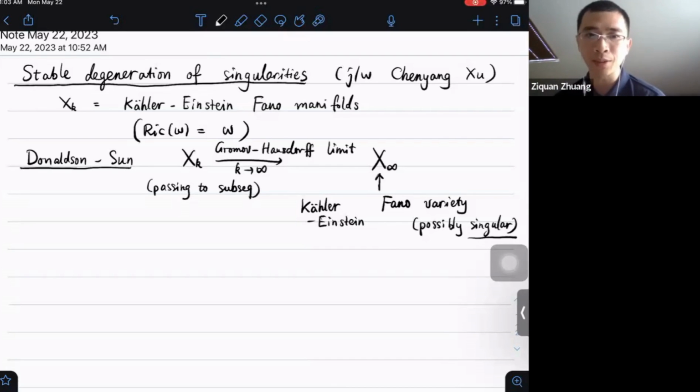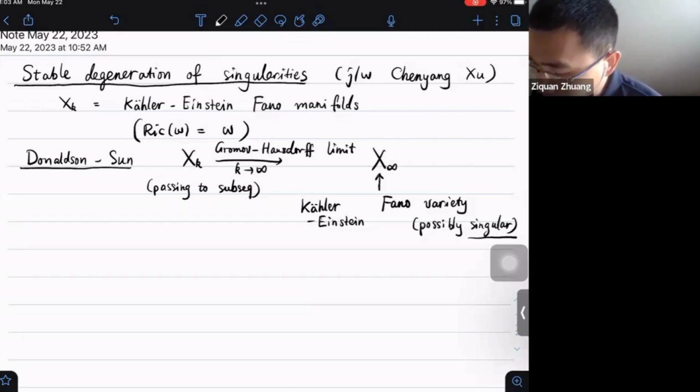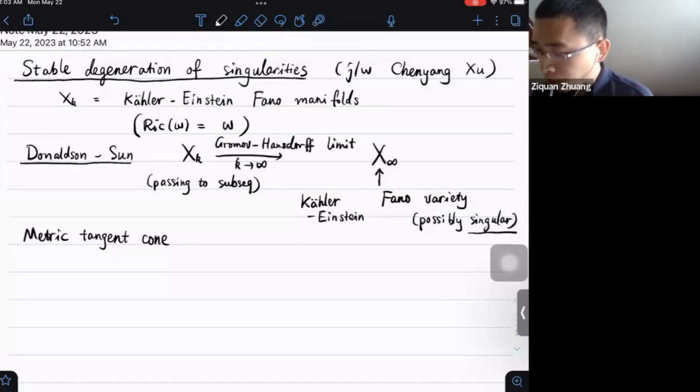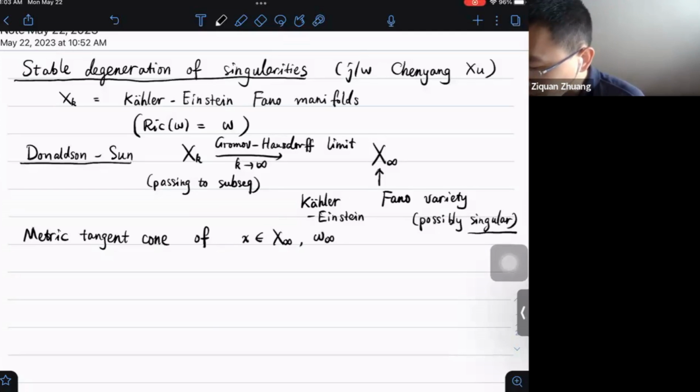So then maybe we should understand this singularity. So the second part of Donaldson-Sun's result says that, all right, how do I understand these singularities? One thing we can do is to look at the so-called metric tangent cone. So they start to analyze the metric tangent cones of this singularity. So let's fix a singular point. And because I said it's Kähler-Einstein, let me also give a name to this Kähler-Einstein metric.